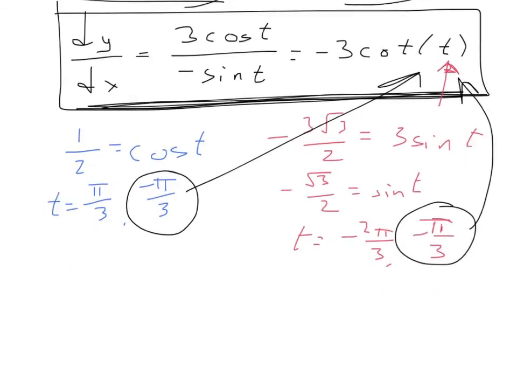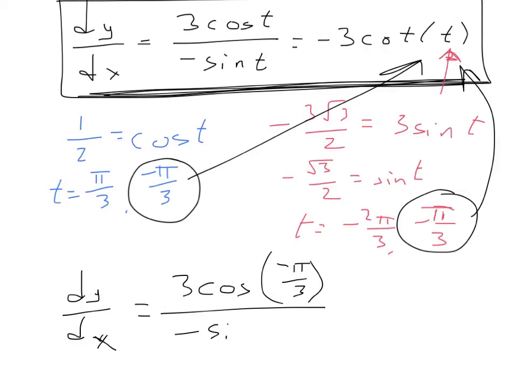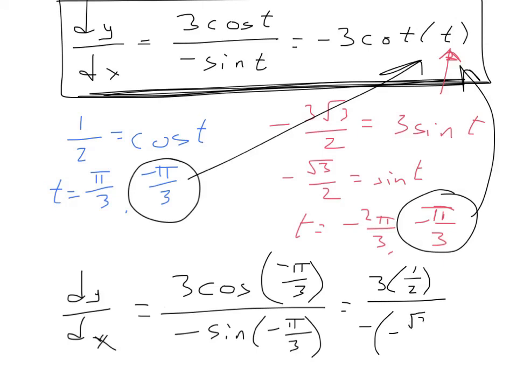So now all I need to do is evaluate dy/dx at that time. It might be easier for me to use the simplified version of this one: 3 cosine of negative pi over 3, over negative sine of negative pi over 3. And so if I evaluate these things, we're going to have 3 times 1/2 over negative, it was actually negative root 3 over 2.